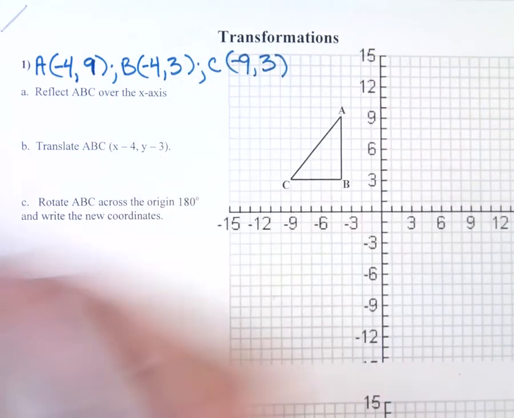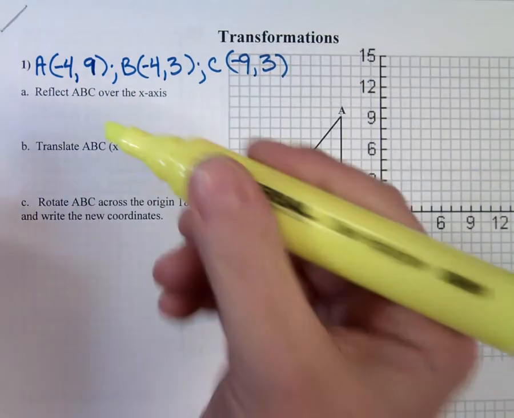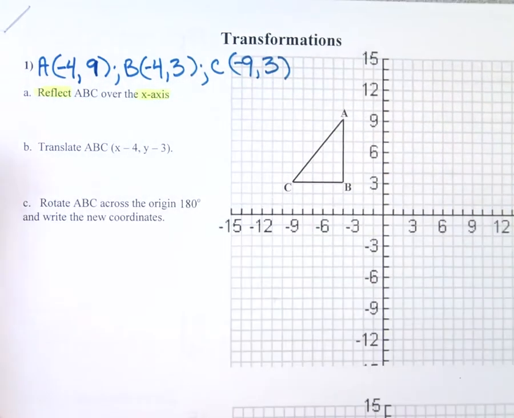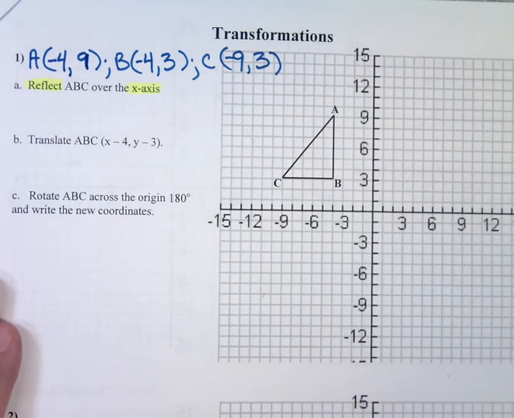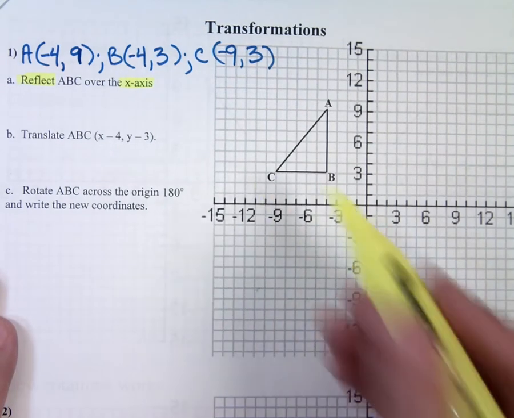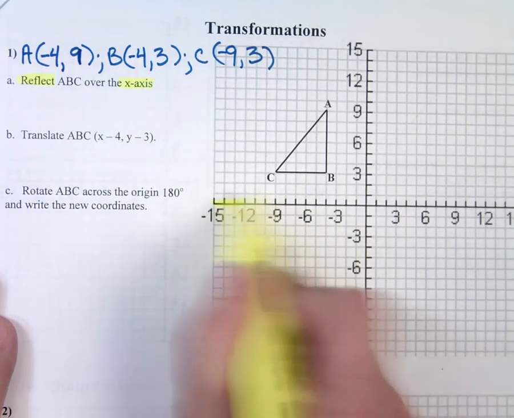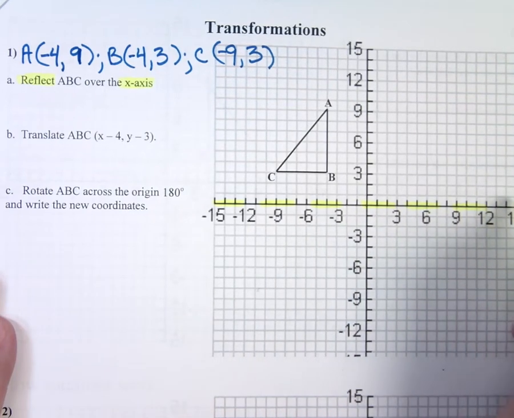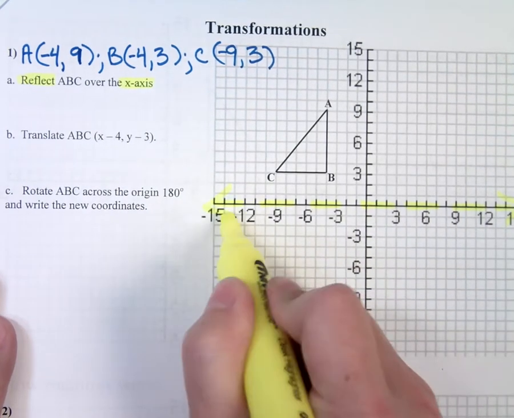All right. So the first one, I want to reflect it over the x-axis. So which one is the x-axis? The horizontal one. Yes, it's the horizontal one. And I decided I would use a highlighter because I thought that made it super exciting.